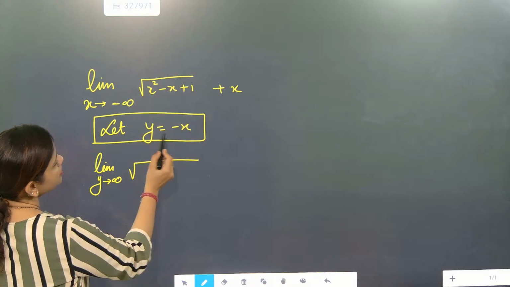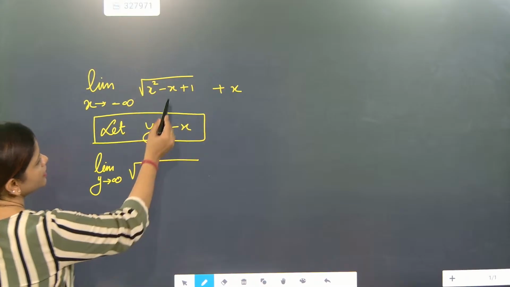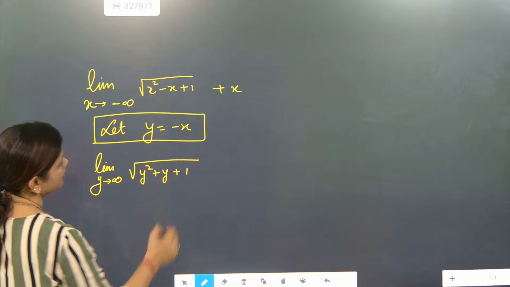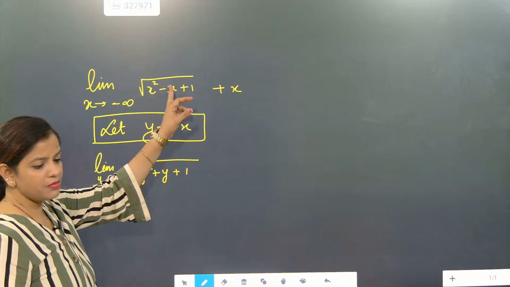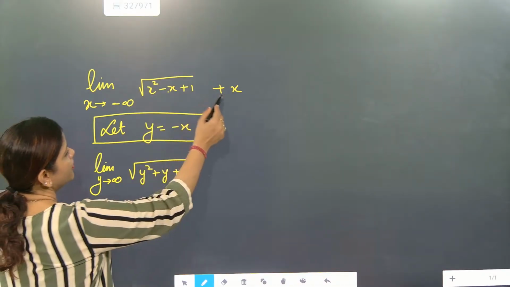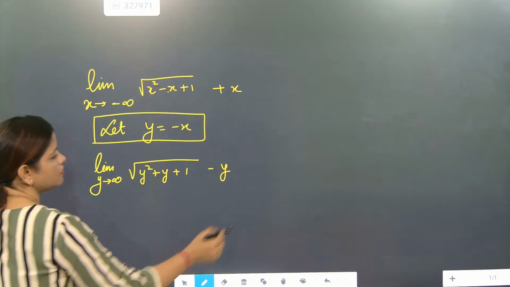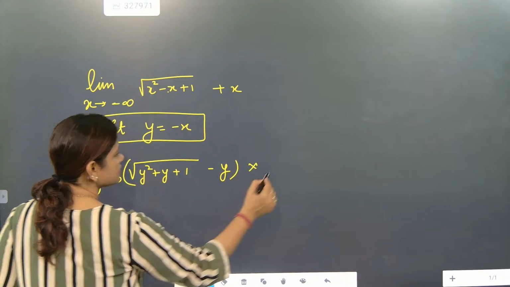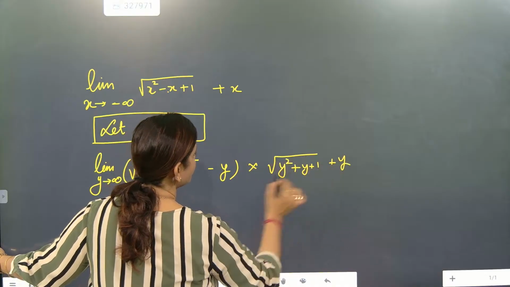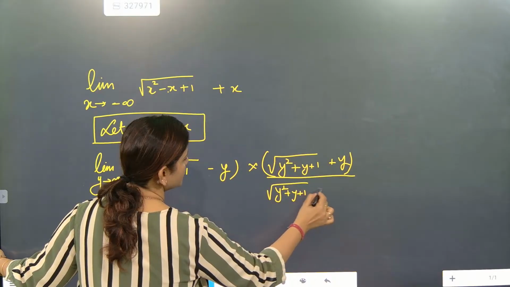Now here, if you shift it, this part will remain the same. Now x is equal to minus y, so it will become plus y plus 1. Understood? So where minus was there, it will become plus, and plus 1 is not going to get impacted. Now here plus x is there, so it will become minus y. Once you have written till here, now only rationalize. Root under y square plus y plus 1 plus y by root under y square plus y plus 1 plus y.